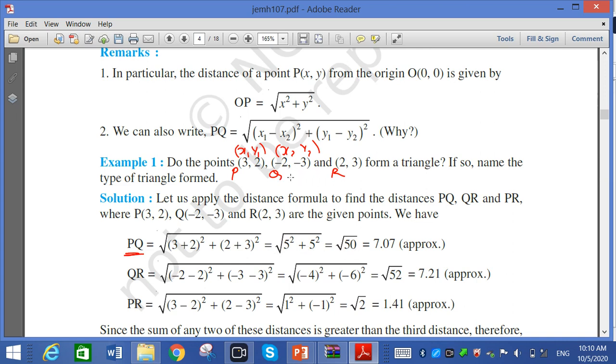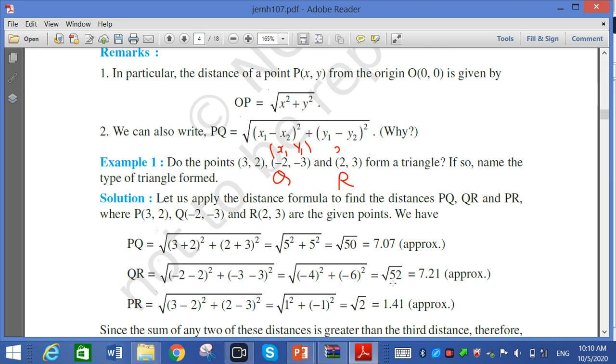Now if I want to find QR, then I have to take Q and R. Here it is Q, here it is R. Again here x1, y1 and x2, y2. Now x1 minus x2: minus 2 minus 2 whole squared, plus y1 minus y2: minus 3 minus 3 whole squared, that is minus 6. So we get 52.